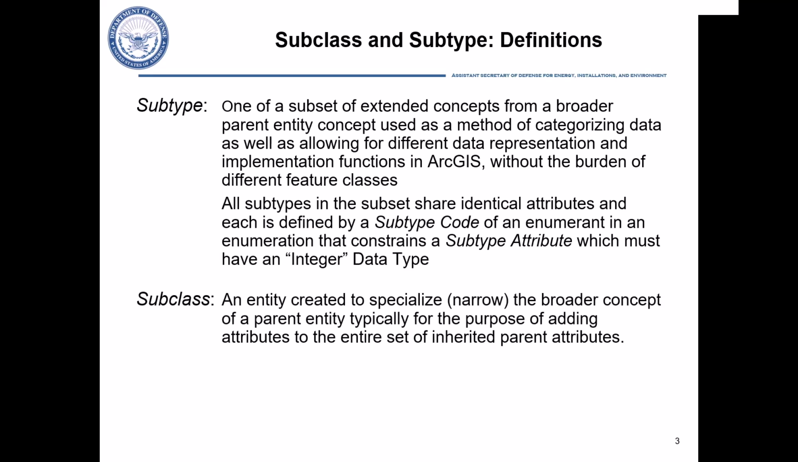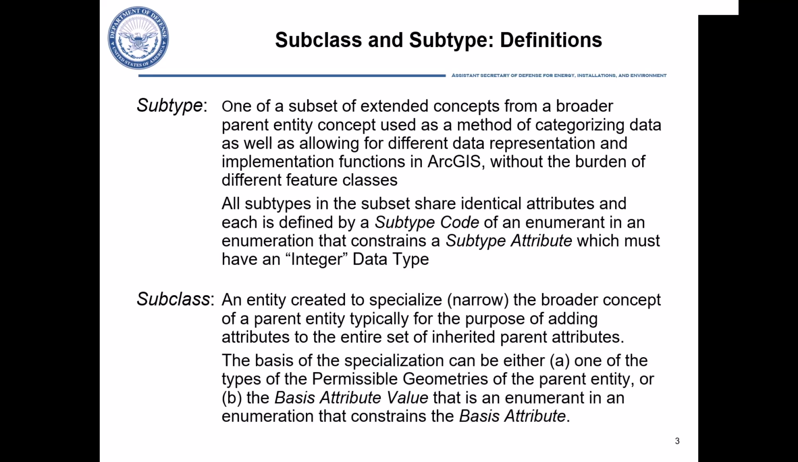A subclass is a single specialized, or narrowed, concept from that of the broader parent entity concept. The typical purpose of a subclass is to add one or more attributes to the entire set of inherited parent attributes. The basis for specializing a subclass can be either A, one of the types of the permissible geometries of the parent entity, or B, the basis attribute value that is an enumerant in an enumeration that constrains the basis attribute.